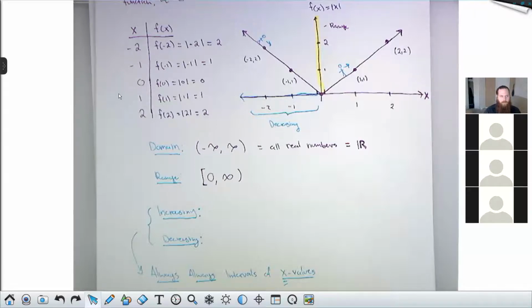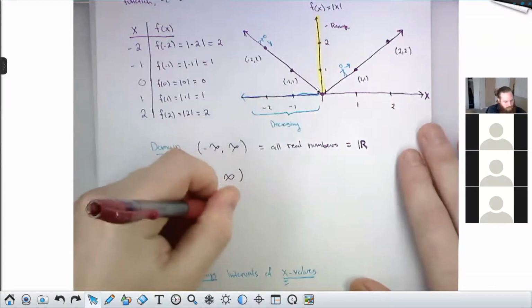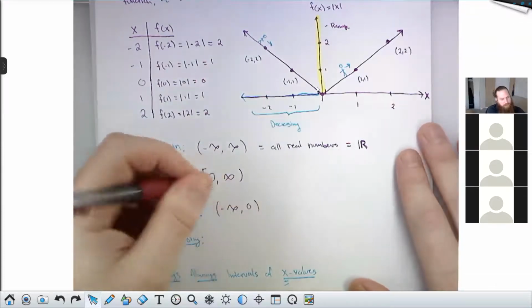Yeah, good. Thank you, Sophia. Exactly. Negative infinity up to 0. And you got the delimiters exactly correct. Negative infinity up to 0.